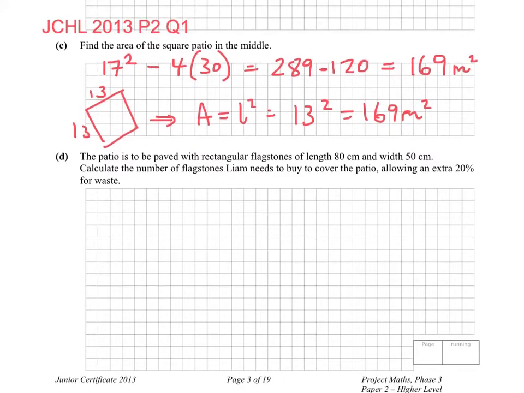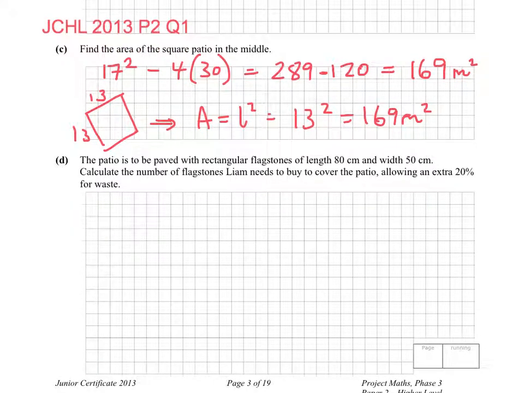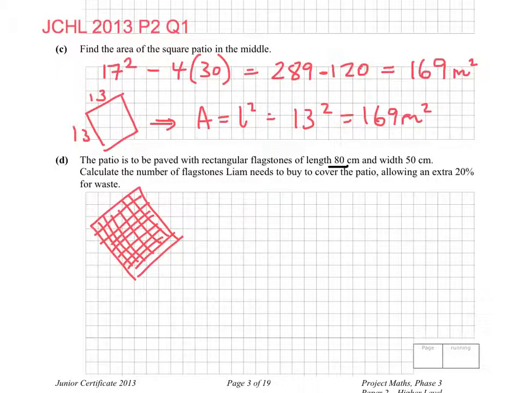Lastly, we're asked to look at this patio and fit a series of flagstones in. So we have this square, and if we have a grid, all we need to do is, for the lengths of 0.8 meters and 0.5 meters, think of one of those rectangular flagstones. How many could we fit along one side and how many are we going to fit across the other?